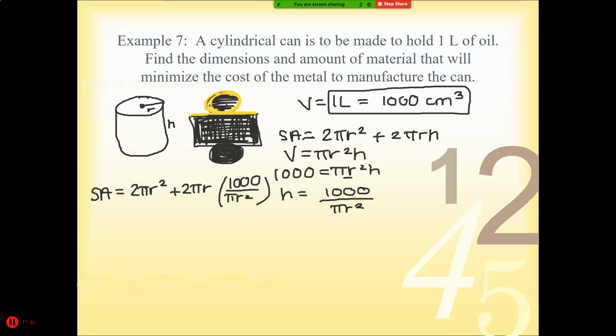As we like to do, we would simplify that surface area. The r's would cancel there, leaving you with just one r in the denominator. Your pi's could cancel as well, and you could distribute the 2 to the thousands. Thus surface area is 2 pi r squared plus 2,000 r to the negative 1, because you could bring up the r from the denominator as a negative exponent.